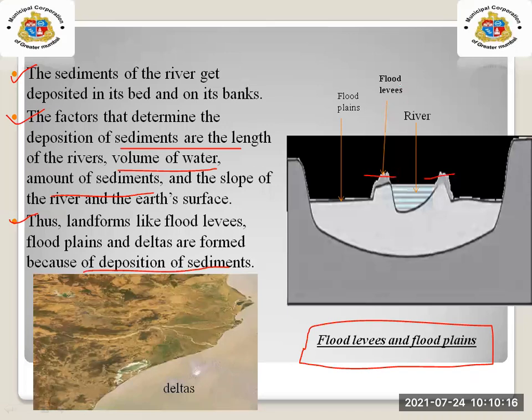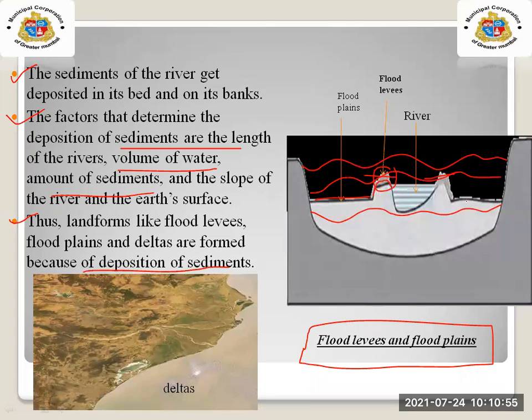Here, flood leaves means what? Flood leaves, which you can see at the tip of this river, this side, this one, this is known as the flood leaves. And the portion which is flat over there is known as flood plains. Means when the flood arrives in this river, from here till here, the full river will be covered with water.